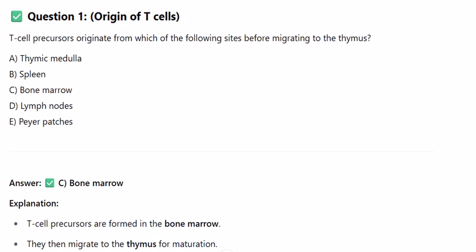Question 1, origin of T-cells. T-cell precursors originate from which of the following sites before migrating to the thymus? A. Thymic medulla, B. Spleen, C. Bone marrow, D. Lymph nodes, E. Peyer's patches. Answer: C. Bone marrow.